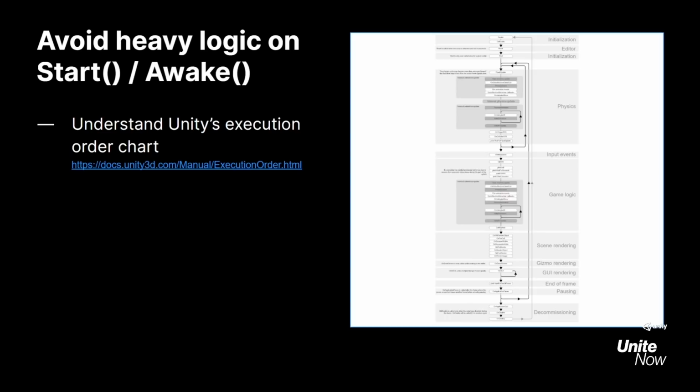So the recommendation is, when possible, just try to remove heavy logic from the start and awake functions and activate or instantiate objects right after the first frame is rendered. In the previous example, what you could do is just show something and then start or initialize those objects.